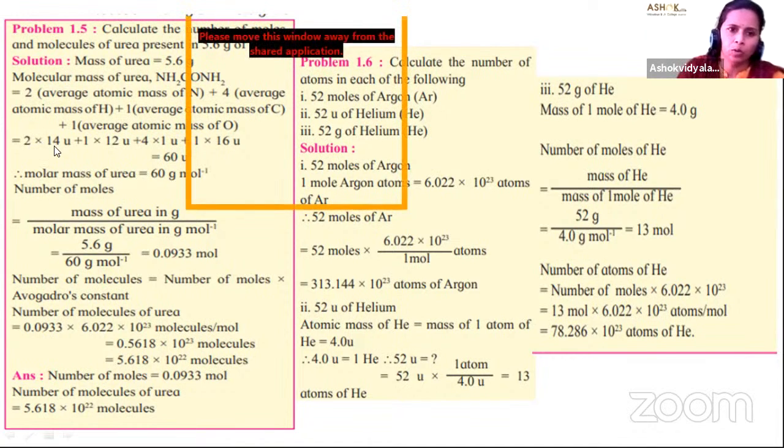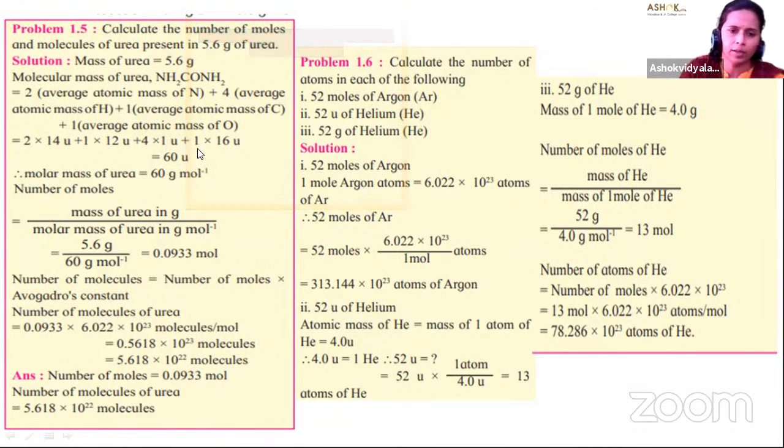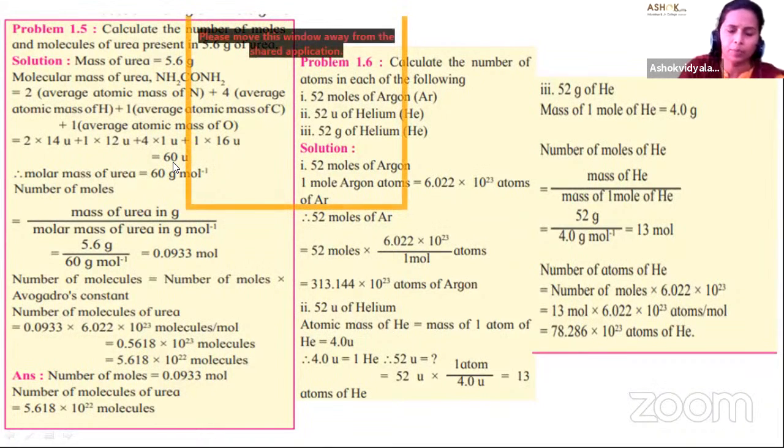Now, 2 into the average atomic mass of nitrogen, as I have told, 14 u, plus 1 into the atomic mass of carbon, which is 12, plus the atomic mass of hydrogen is 1, and how many hydrogens? 4, so 4 into 1, plus 16 is the atomic mass of oxygen and the number of oxygens is 1. When we solve all this, we will get 60 u. Now this is the molecular mass, and molecular mass we always write in u, unified mass.